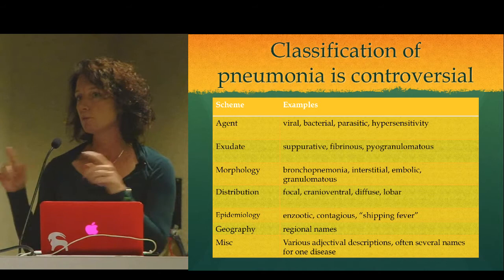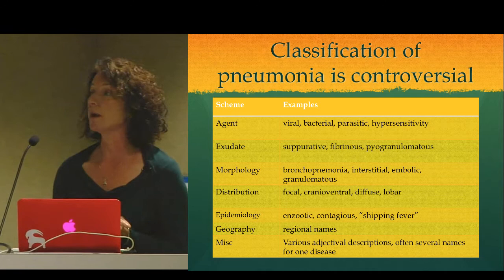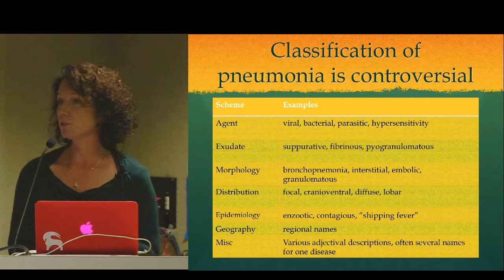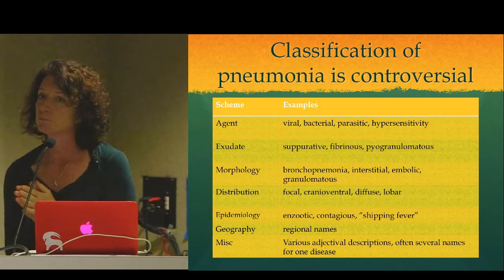You could talk about pneumonias in terms of morphology, so where in the lung are they impacting? So you can talk about bronchopneumonia, which I spelled wrong. You can talk about interstitial, you can talk about embolic, or you can talk about granulomatous. And again, those relate to the agents, because different agents are going to have different responses.